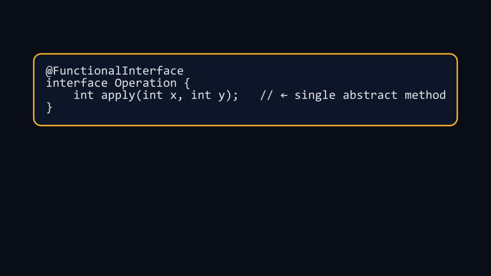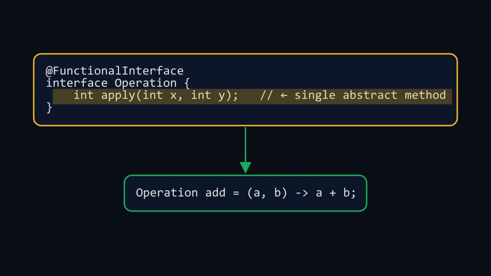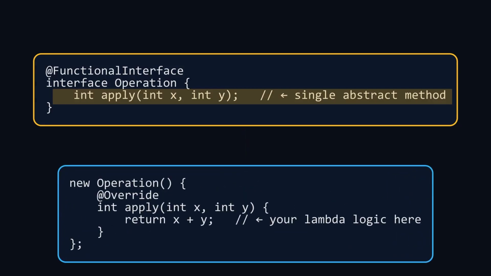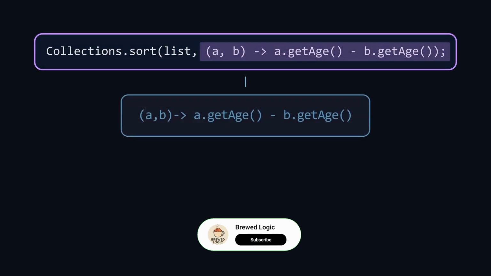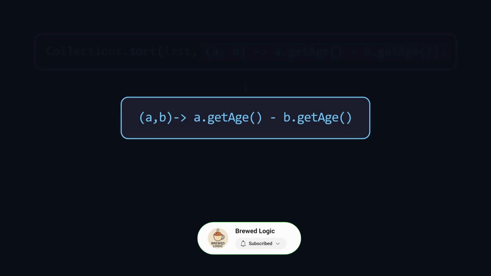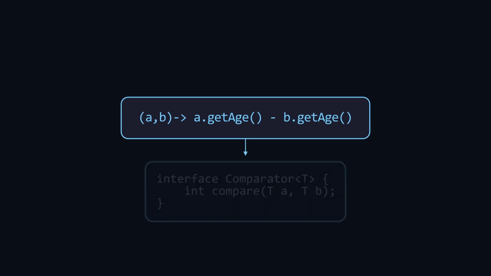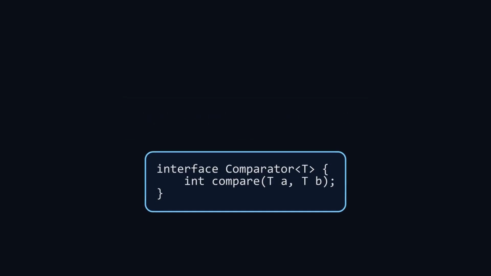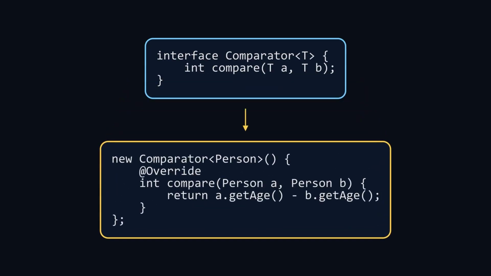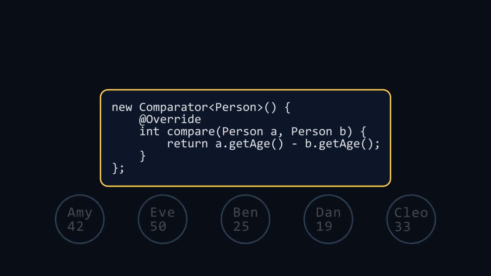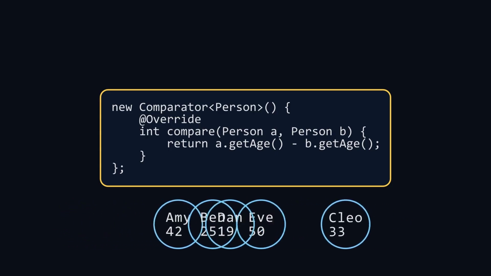A functional interface has only one job: to give you one method that you can customize. And we implement that one method using a cleaner syntax called lambda, which lets us provide the logic without creating any classes. When you write something like this, it looks like you are passing a tiny function. But in Java, that's not what's happening. Behind the scenes, Java is actually creating an object for you. An object that implements the functional interface Comparator and provides the implementation of its one abstract method.